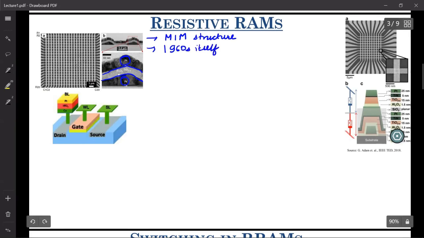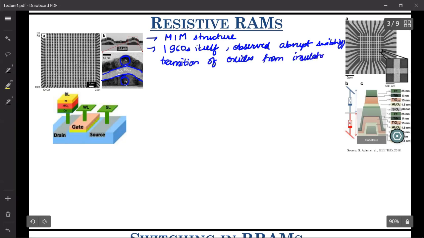people observed this abrupt switching or transition of oxides from insulator to conductive states.